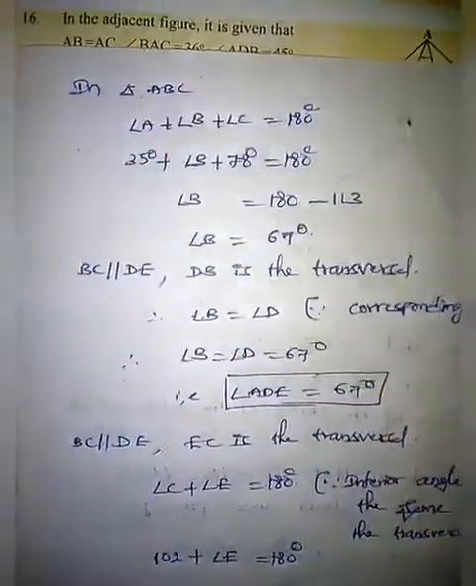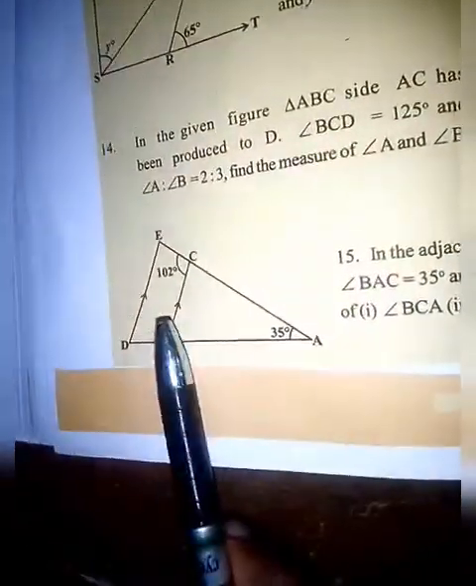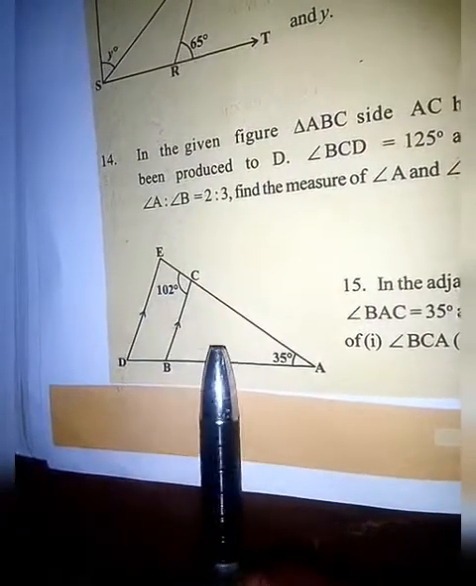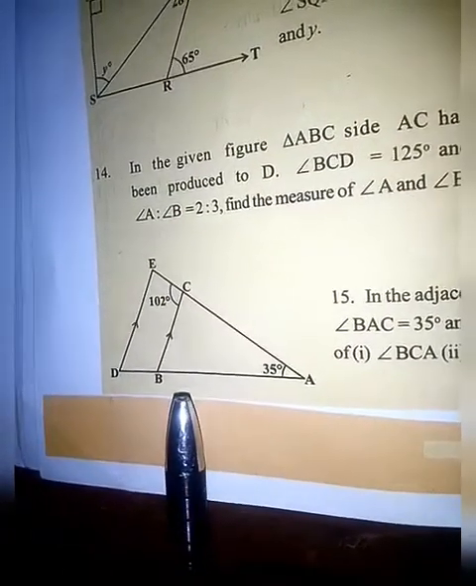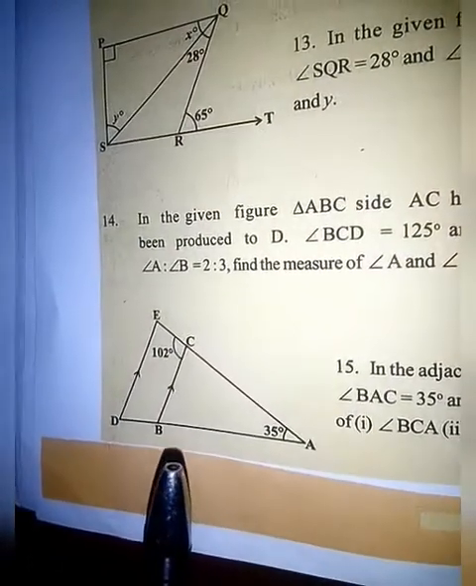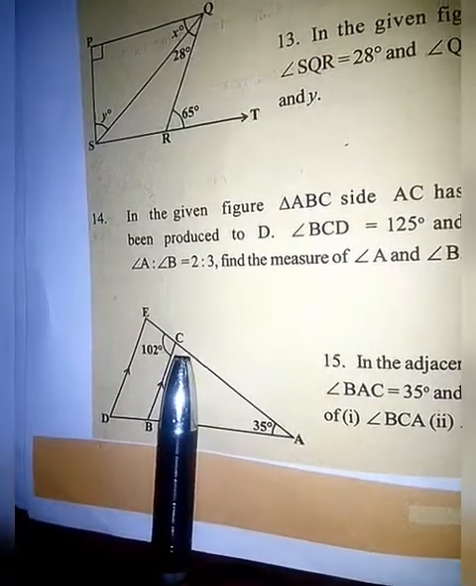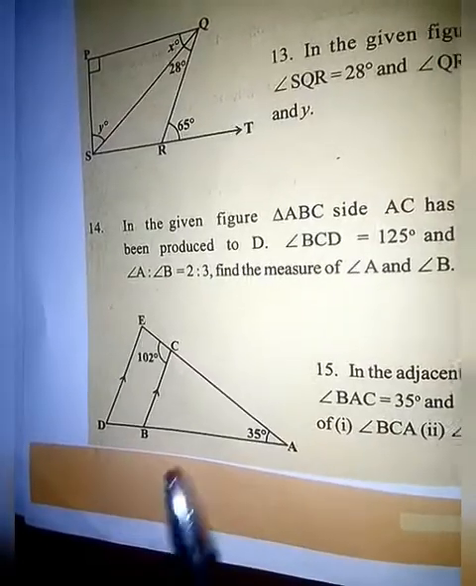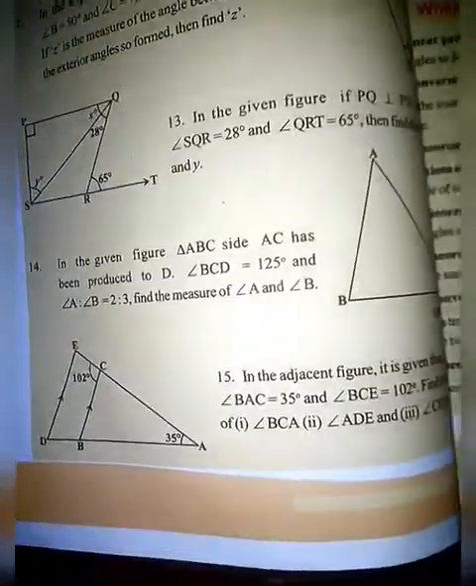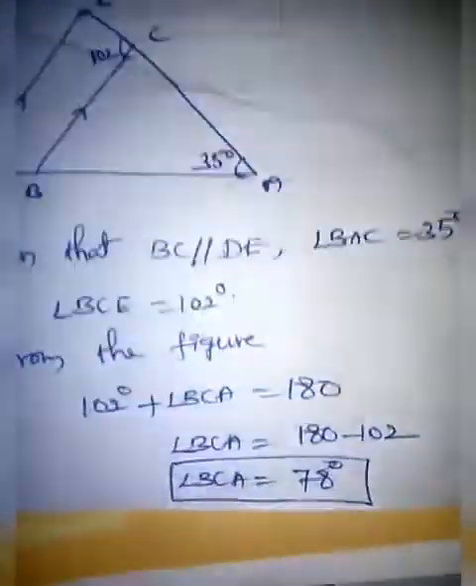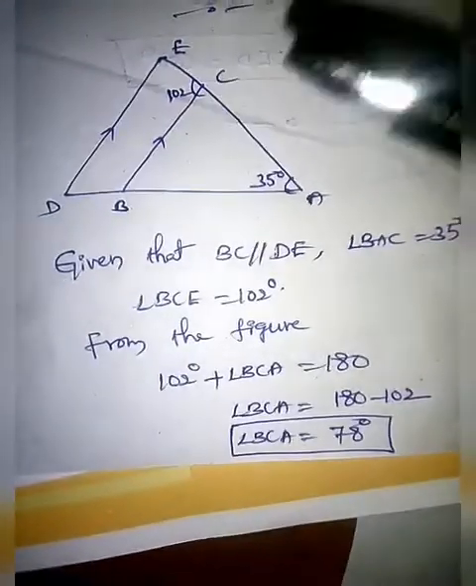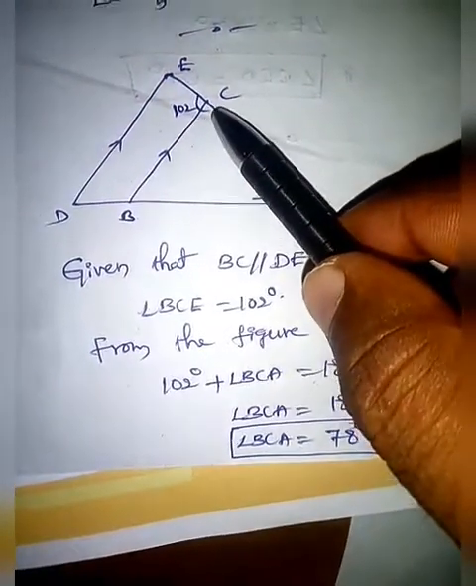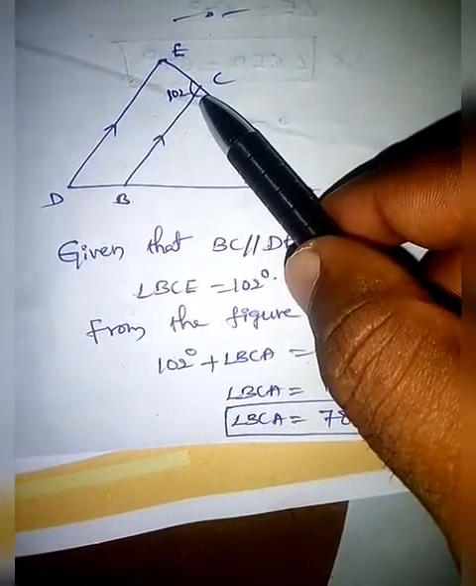Now in triangle ABC, observe the triangle ABC here. In this triangle ABC, the sum of the three angles is equal to 180 because of the angle sum property. But here we found that angle C equals 78 degrees, just as we found previously. So look here, angle BCA equals 78 degrees.